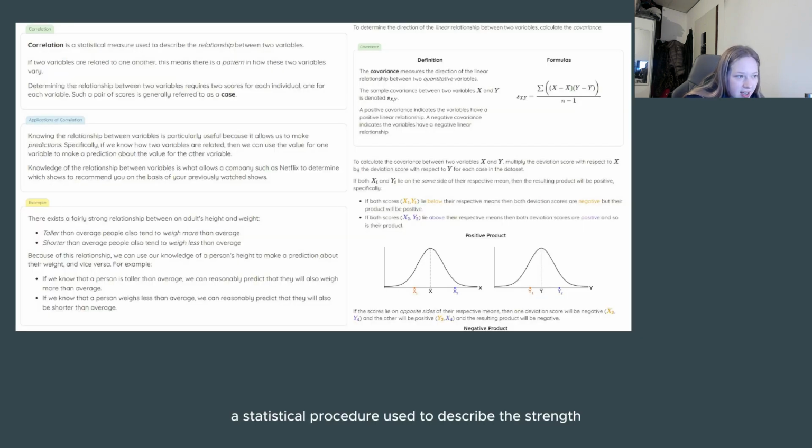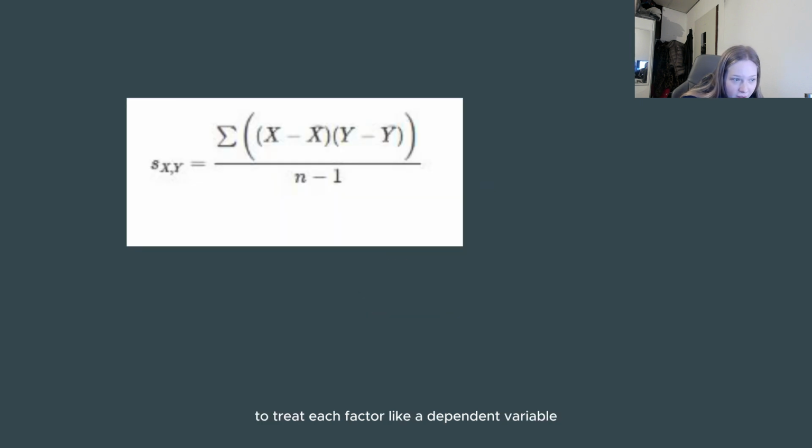Now, correlation, a statistical procedure used to describe the strength and direction of the linear relationship between 2 factors. Can be used to describe the pattern of data points for the values of 2 factors. Can be used to determine whether the pattern observed in a sample is also present in the population from which the sample was selected. Correlational method, to treat each factor like a dependent variable and measure the relationship between each pair of variables. A positive correlation is a positive value of R that indicates the values of 2 factors.